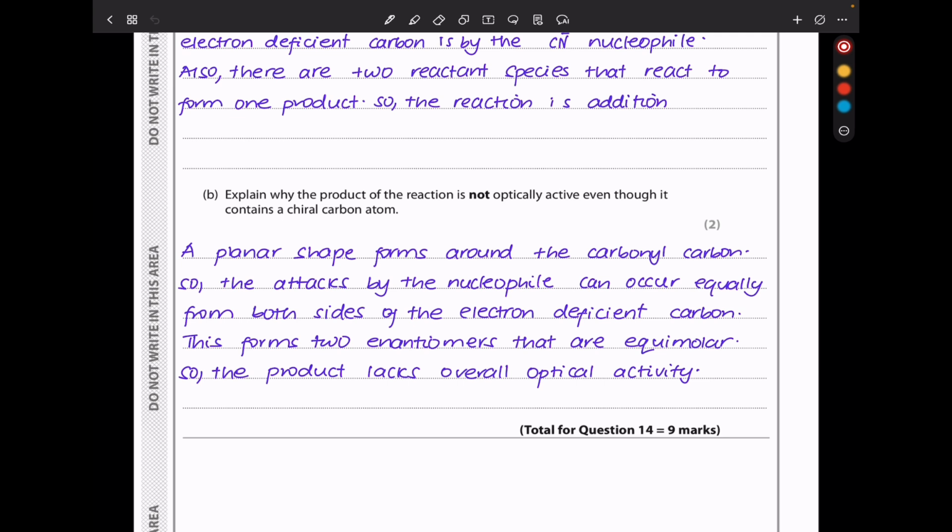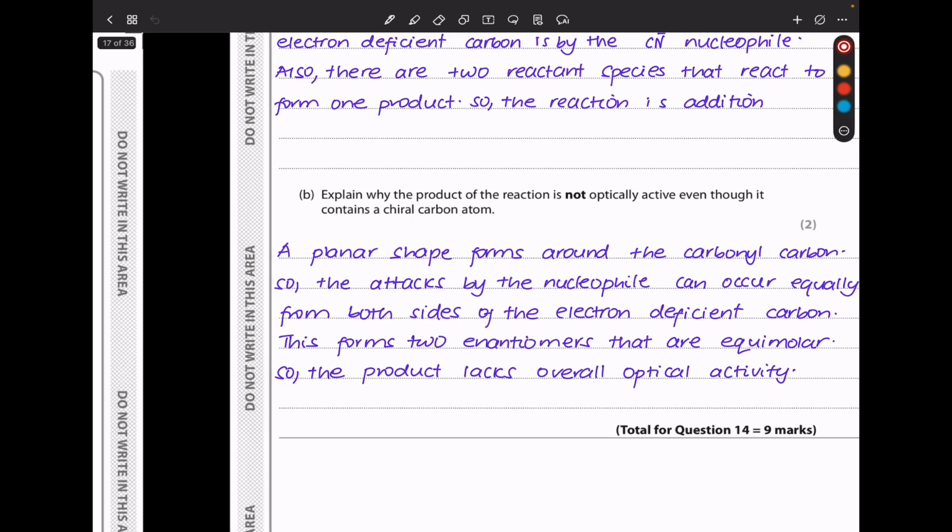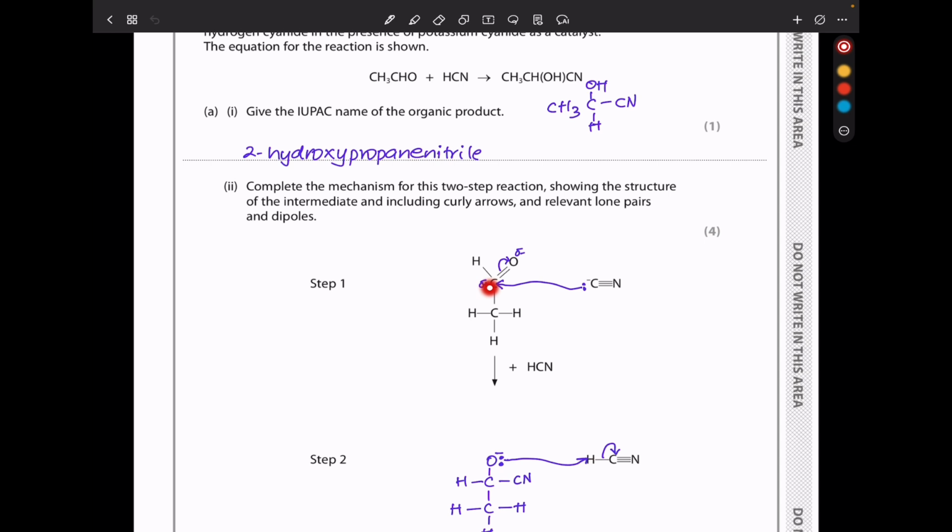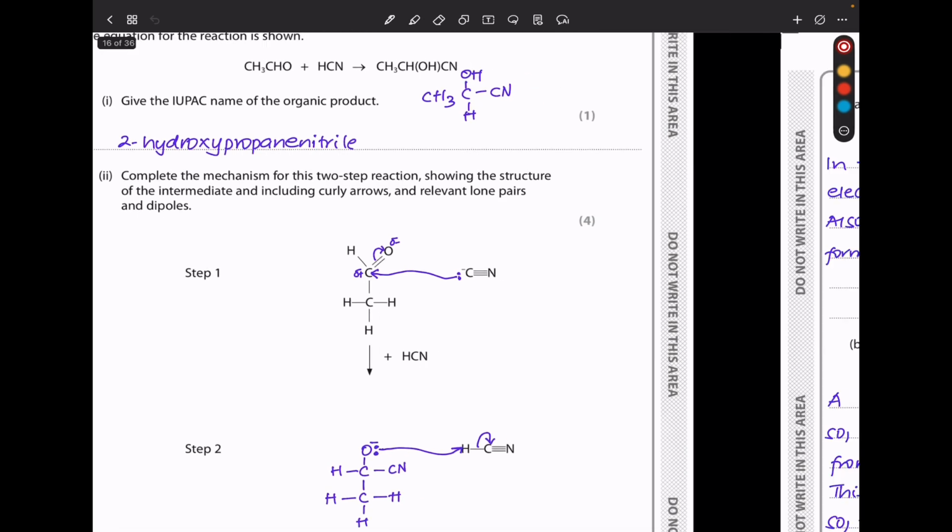And in part B, explain why the product of this reaction is not optically active even though it contains a chiral carbon atom. If we go back here, we can see here around the carbonyl carbon there is a planar shape. So the CN could have attacked from this side or that side, creating 2 possible enantiomers that could be equimolar to create a racemic mixture.